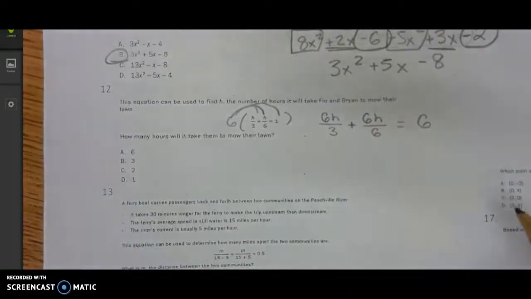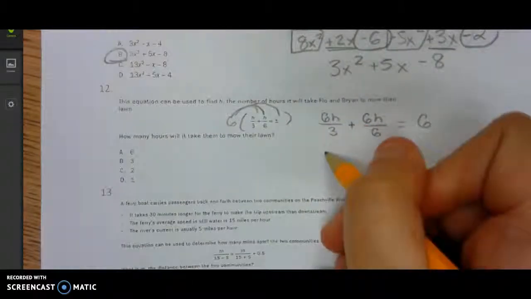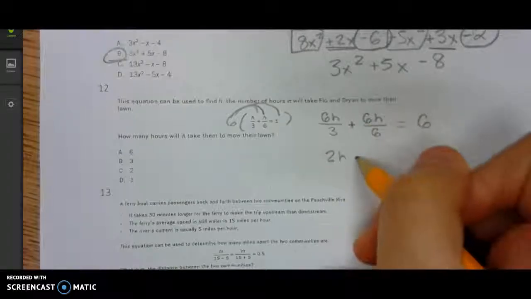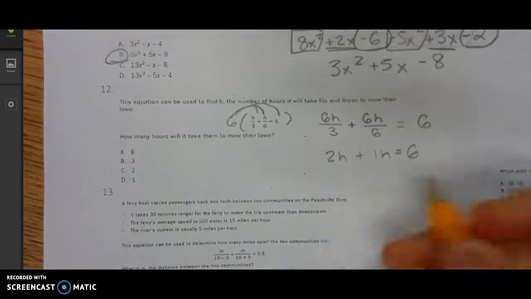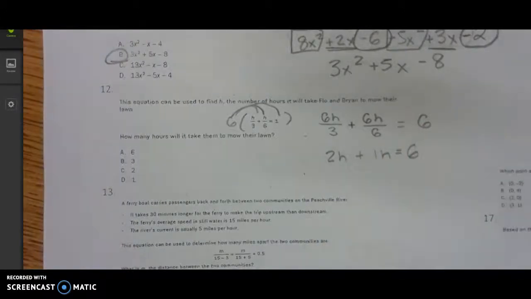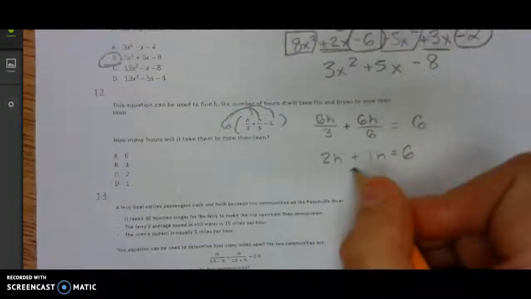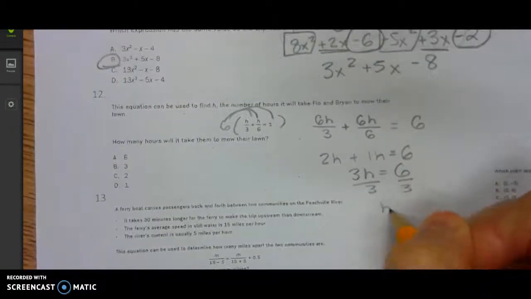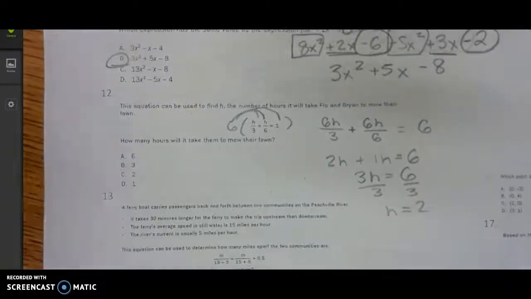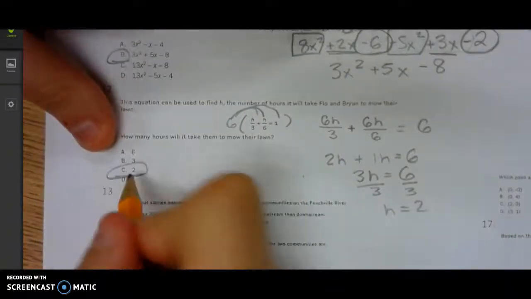Now I'm going to go through and divide that. So 6 divided by 3 is 2. 6 divided by 6 is 1. Combine like terms. Okay, combine those. Simplify. And we get 2 hours, which is C.